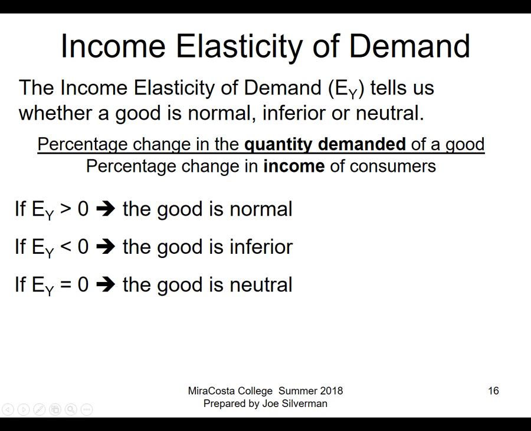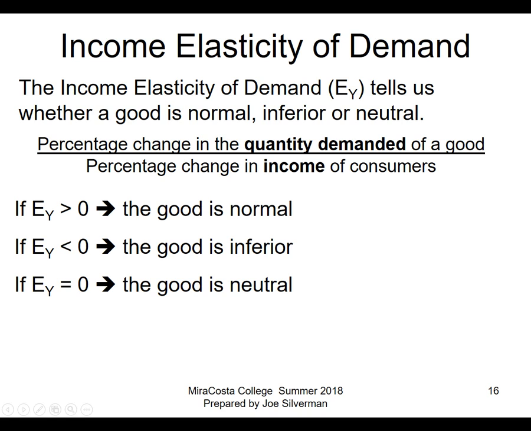If, on the other hand, you calculate the income elasticity of demand and it's a negative number, that good is an inferior good, meaning that people's incomes go up and people buy less of this product, then it would be an inferior good.